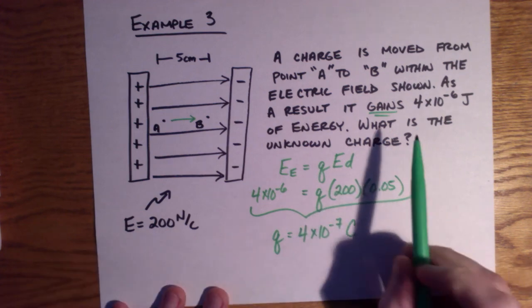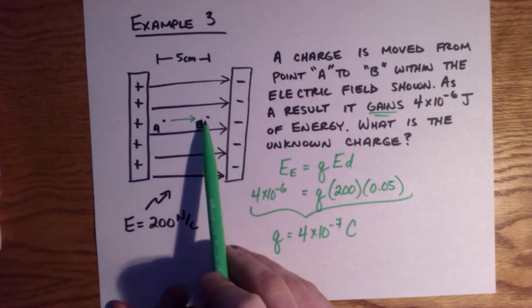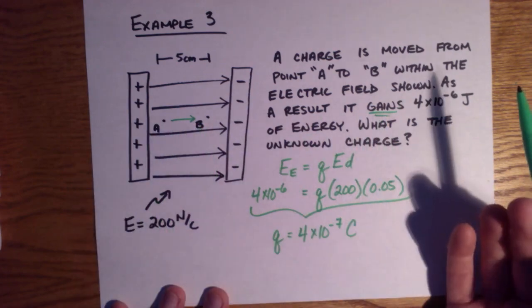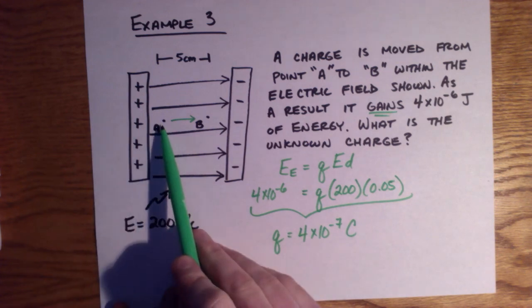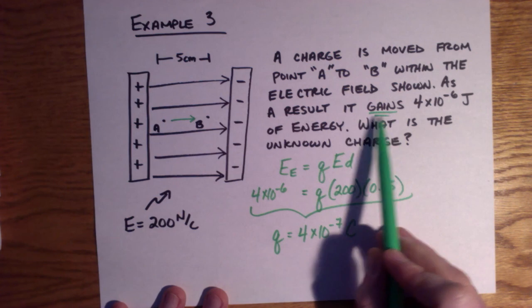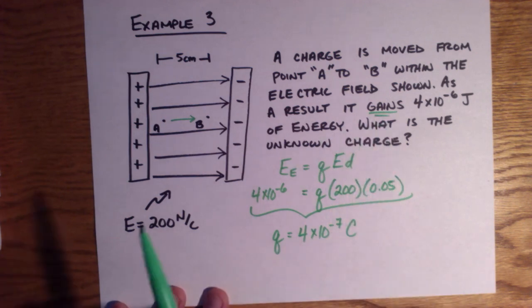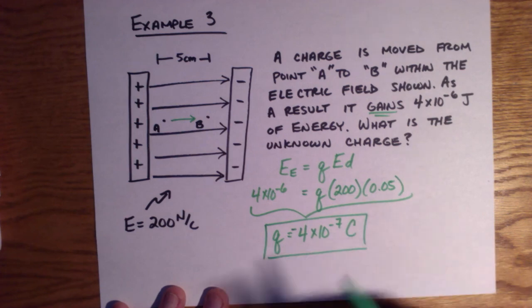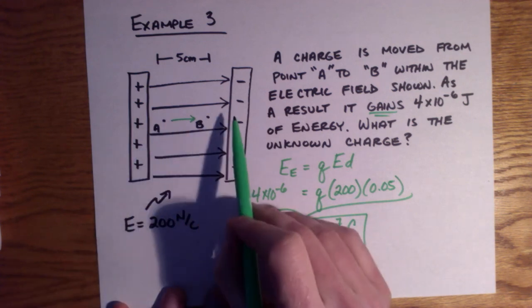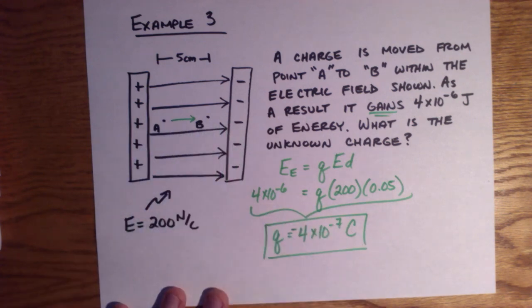Well, we have to realize if it's gaining energy by moving from A to B, gaining means it is not doing what it currently or naturally wants to do. So what type of charge could I move from A to B that would be gaining energy, meaning you're making it do what it doesn't want to do? Well, it's getting closer to a negative plate. If it's not what it wants to do, the only charge that would do that would be a negative charge. So negative 4 times 10 to the negative 7th coulombs, that is the only charge that you can move from A to B and have that much energy gained, because you're making it do what it naturally does not want to do.